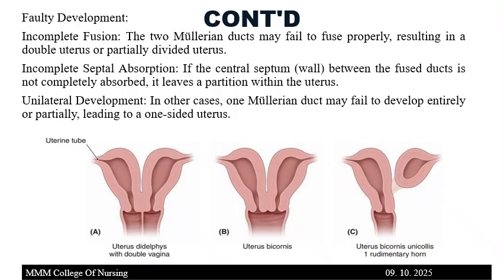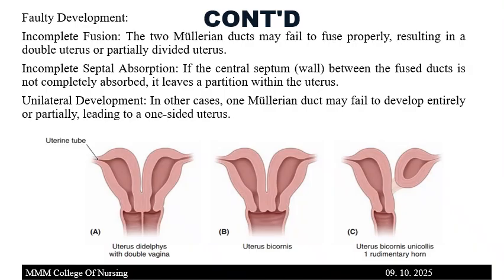So how does the faulty development occur? It can be because of incomplete fusion, incomplete septal absorption, or unilateral development. So what is incomplete fusion? Two Mullerian ducts may fail to fuse properly, resulting in a double uterus or a partially divided uterus, as you see in picture A, that is uterus didelphys with the double vagina.